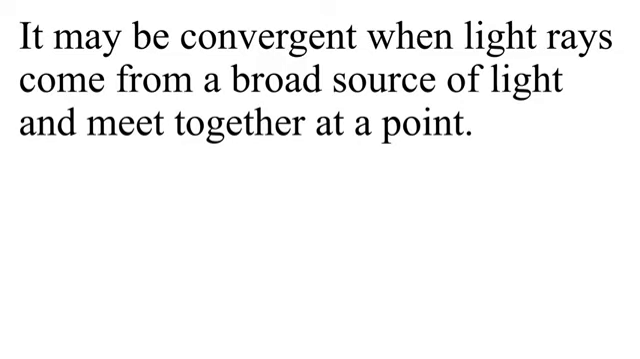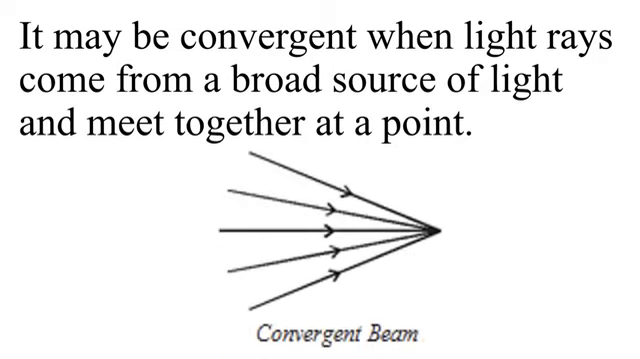It may be convergent when light rays come from a broad source of light and meet together at a point. In this diagram, you can check different rays are coming from a source and are meeting or intersecting together at a point. They are called convergent beam.